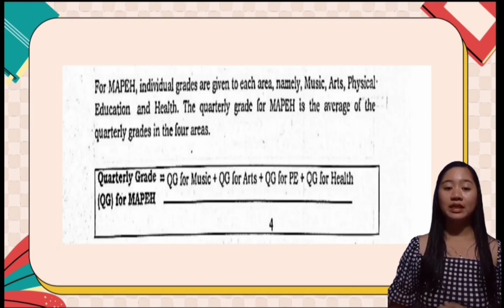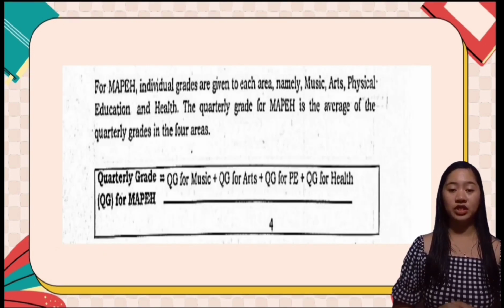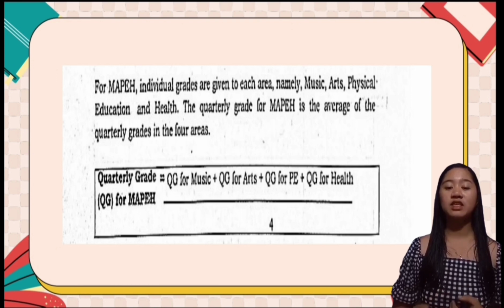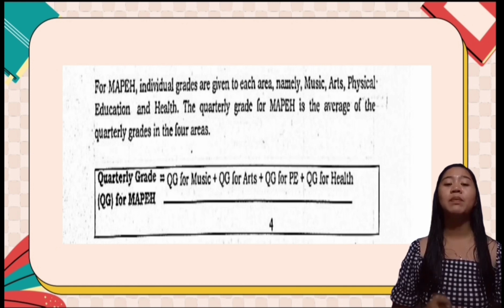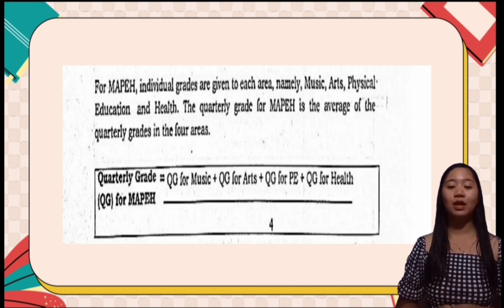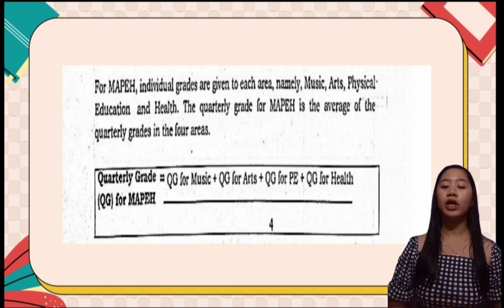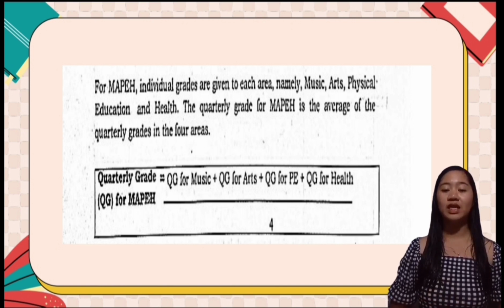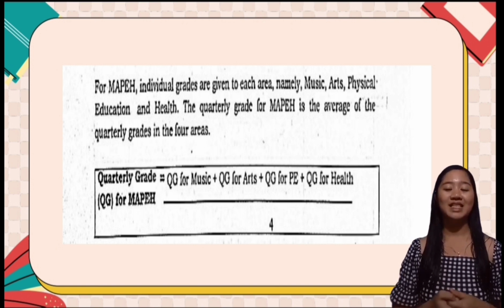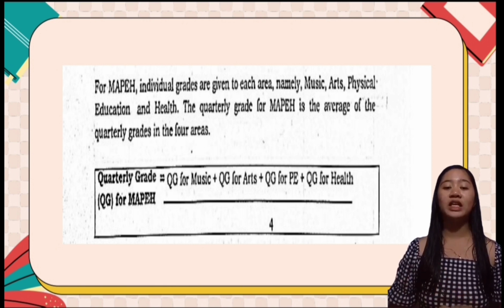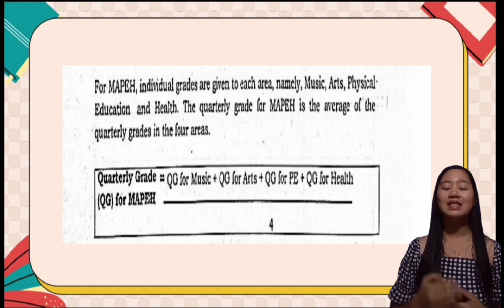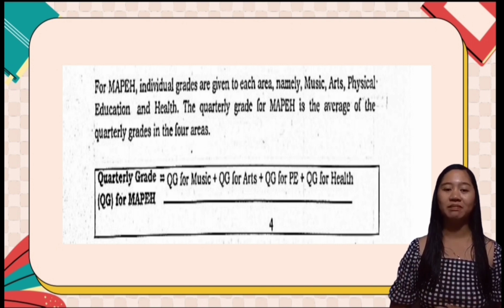For MAPEH, individual grades are given to each area, namely music, arts, physical education, and health. The quarterly grade for MAPEH is the average of the quarterly grades in the 4 areas. So here is the formula to compute the quarterly grade for MAPEH. Quarterly grade equals QG for music plus QG for arts plus QG for PE plus QG for health. So the sum for the quarterly grade of 4 areas is the quarterly grade for MAPEH.